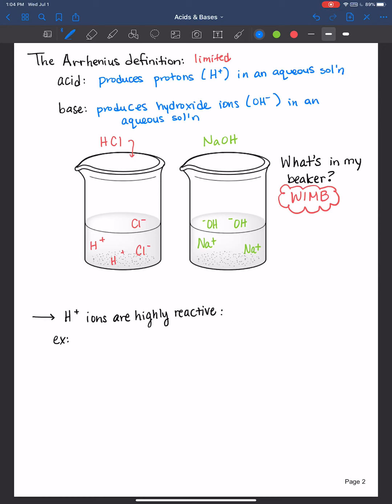All right. Now, they actually don't exist as just hydrogen ions. They exist as hydronium ions. So hydrogen ions are highly reactive. Once they find a water molecule, they will produce the hydronium ion, which is a polyatomic ion you would have learned already, but now you understand in what context it is formed and where you will see it.